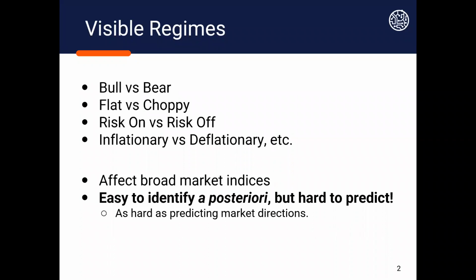So identifying these kinds of visible regimes can be as hard as predicting market directions. And generally speaking, machine learning is not very good at that, because if it were, we wouldn't all be still struggling to find the best way to apply machine learning. We should all just become traders. And in fact, Google and Facebook would be the biggest hedge funds if it were so easy to use machine learning to predict market directions.